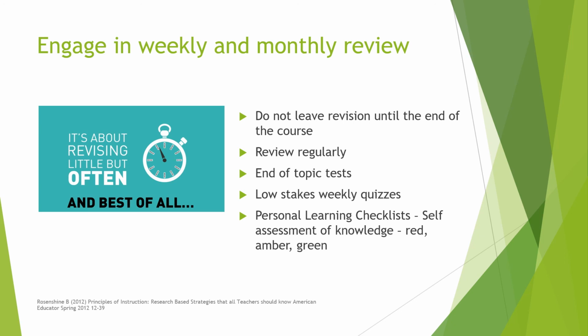Another thing that I like to use with students is personal learning checklists. Basically, these are almost the bullet points from your specification, and then students just tick through whether they're red, amber or green. Red means they've got no idea and need to do lots of work on it. Amber means they're okay-ish but could do with a quick review, and green means that they're confident with that.